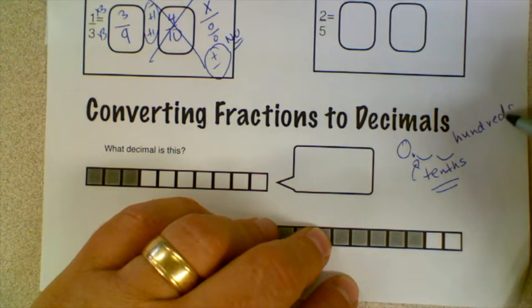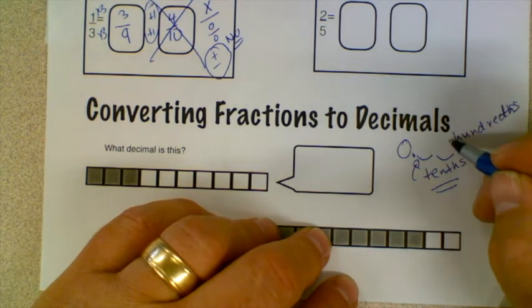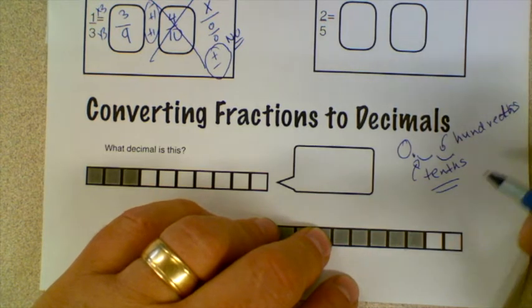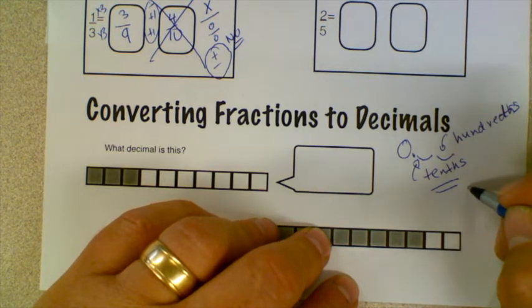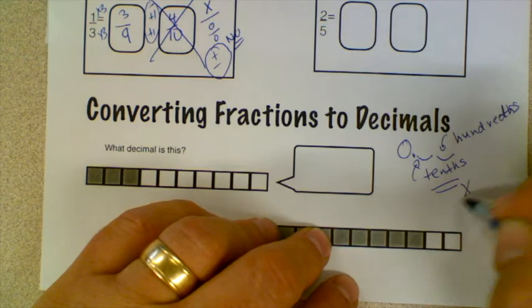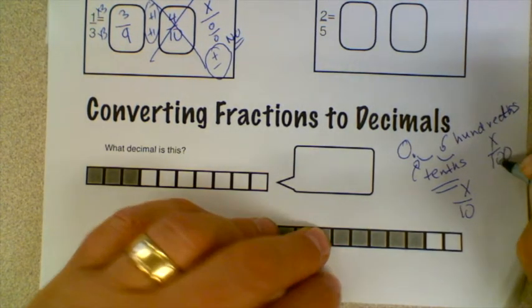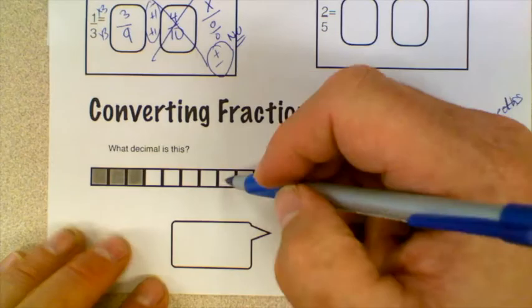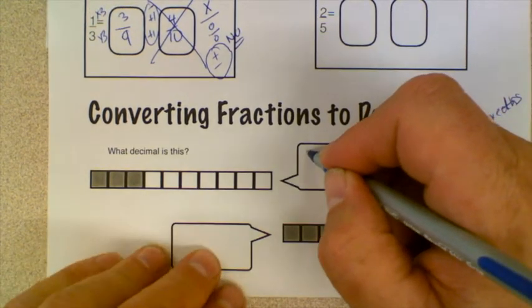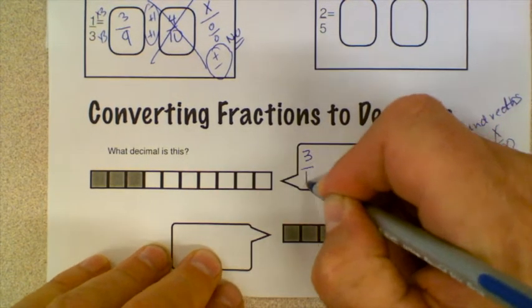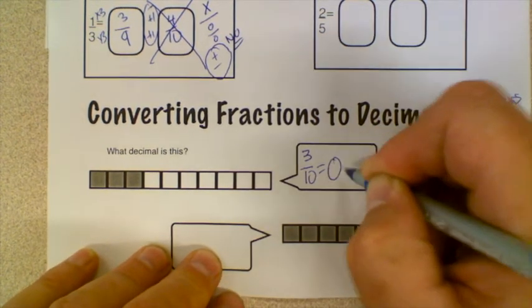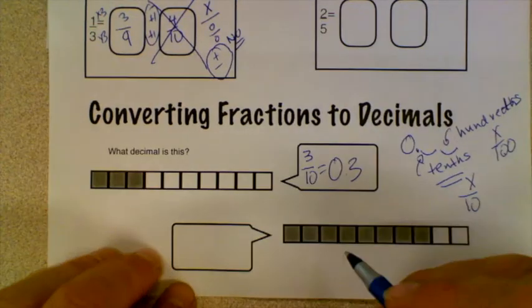And the next spot is the hundredths. Oh, with a TH, sorry. That also sounds like a fraction. So tenths is like something over 10, and hundredth is something over 100. So let's look at these little diagrams here. We have 3/10. So that means that equals 0.3 decimal.